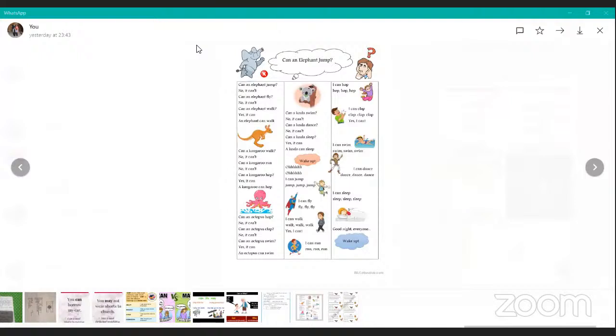Right? And more than writing, right? I selected this activity to practice your pronunciation and your speaking. Right? Because the same thing is repeated. So it helps your pronunciation and speaking.